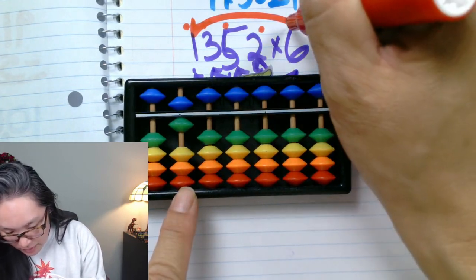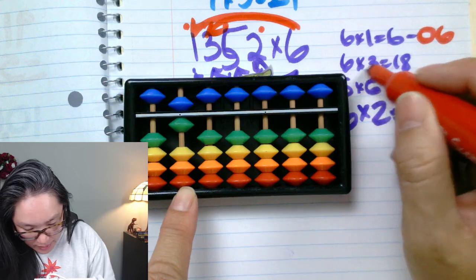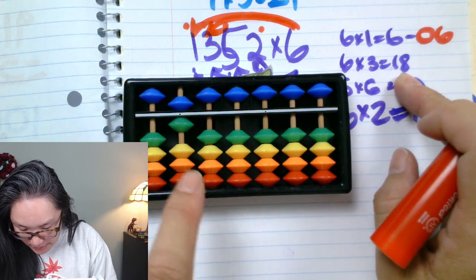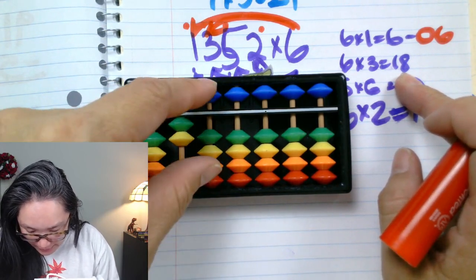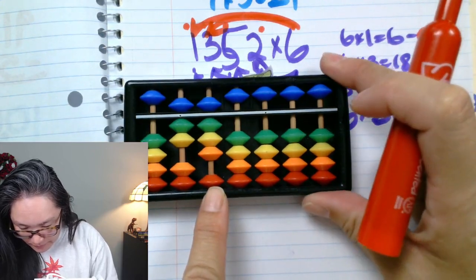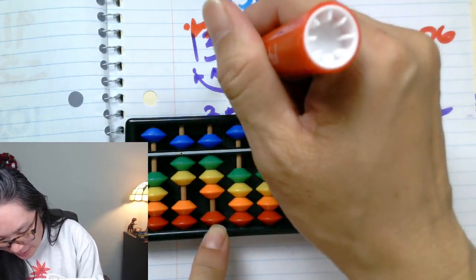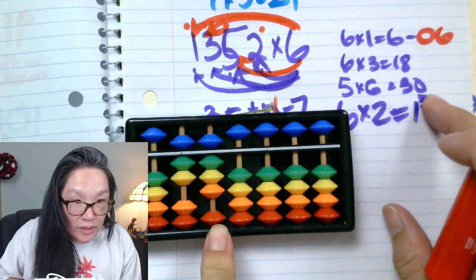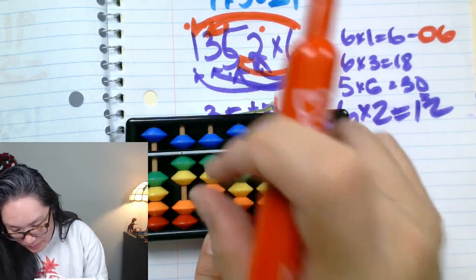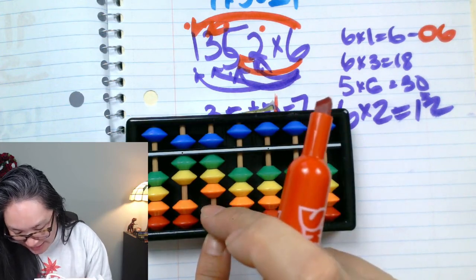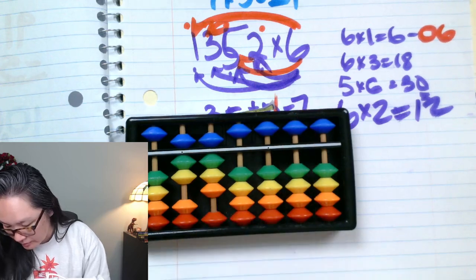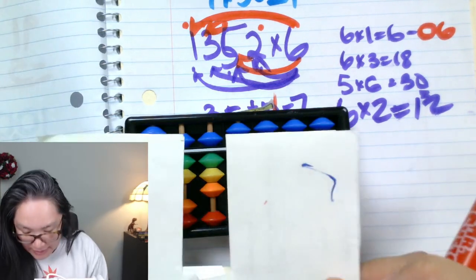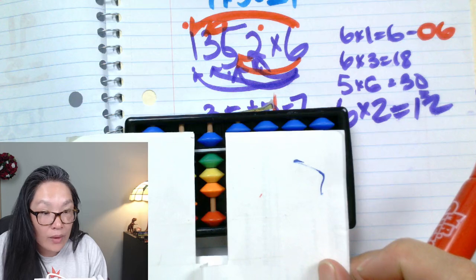Now what? 6 times 3 is 18. When I add 18, I add 1, and then I add 8. So then the next one is 6 times 5 is 30. This is where it gets a little hairy. Why? Because this is my question. I need to add 30. I need to add 3 to this column. How do I add 3?